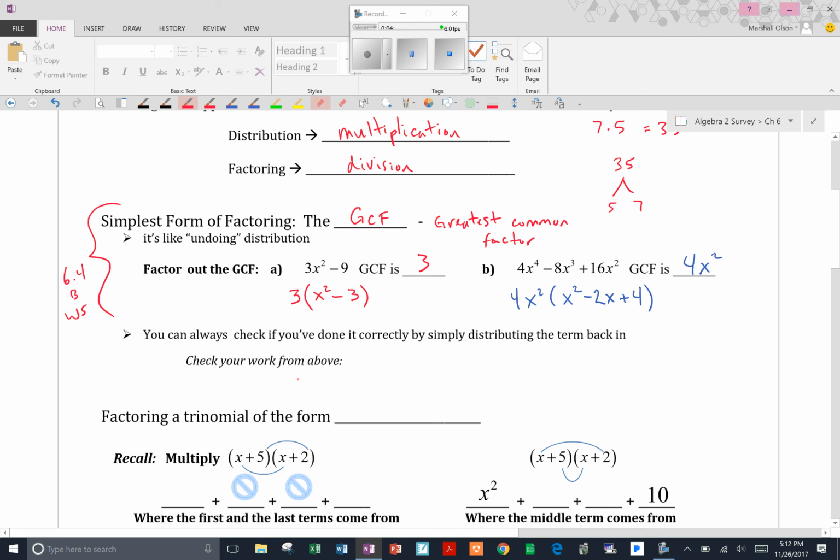I talked about it already, but now you can write down here, if I distributed that 3 into that x squared minus 3, we could verify that we do get the 3x squared minus 9. So it's just you checking your work.